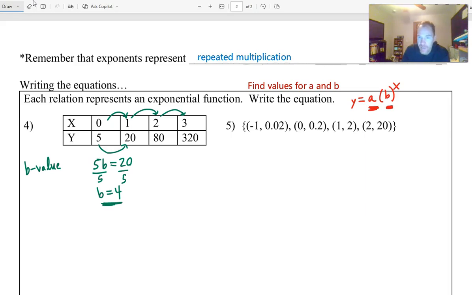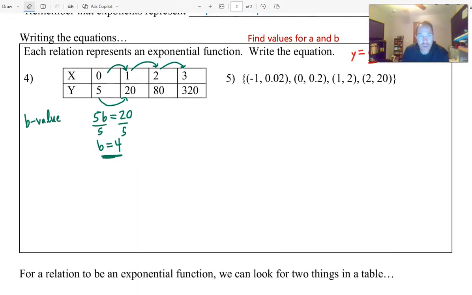Hey, all right, find values for A and B. I just got the B value for number 4 there. You can double check to make sure, 20 times 4 is 80, 80 times 4 is 320, but I've got the B value, it's 4.